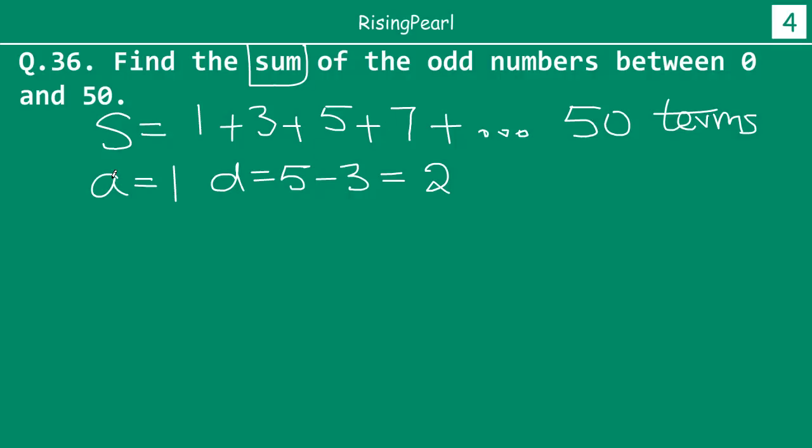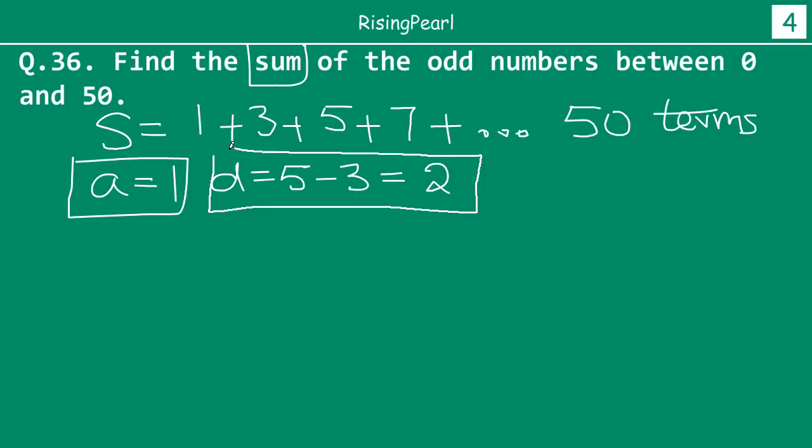So we know the value of a, we know the value of d, which is 2, and we also have to find out n equals 50 for the first 50. Actually this is wrong, I made a mistake here. Between 0 and 50 we don't know n. I assumed it was for the first 50 odd numbers, so it was a mistake. n is not given as 50. What is given is between 0 and 50.